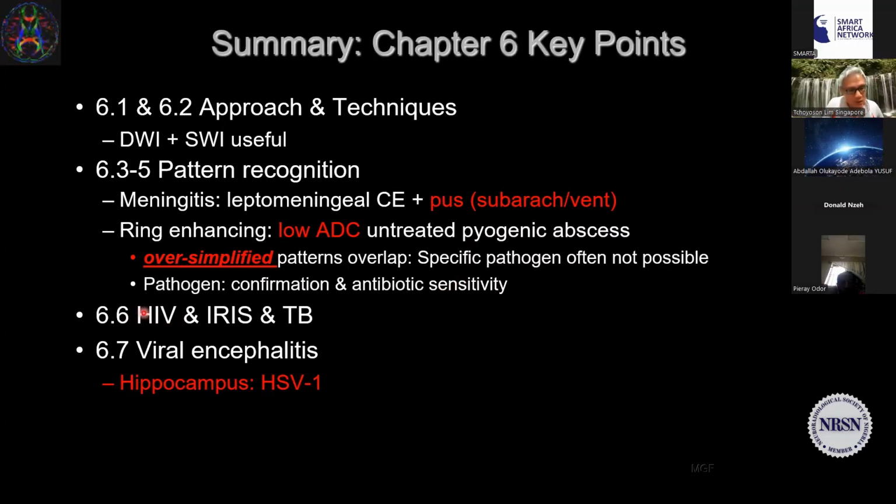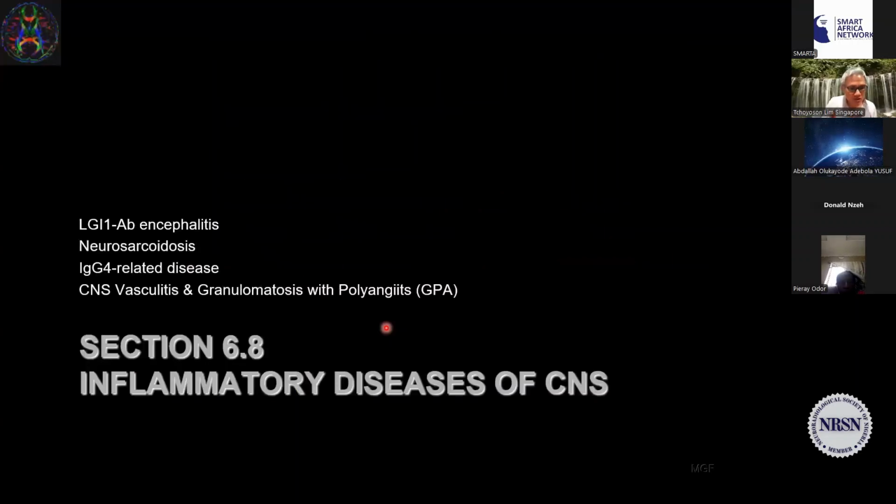We went into HIV, talked about toxoplasmosis and tuberculosis, as well as IRIS. Then we just stopped off with viral encephalitis, particularly the hippocampus pattern and also the Japanese encephalitis bilateral thalamus. So this is a short summary.